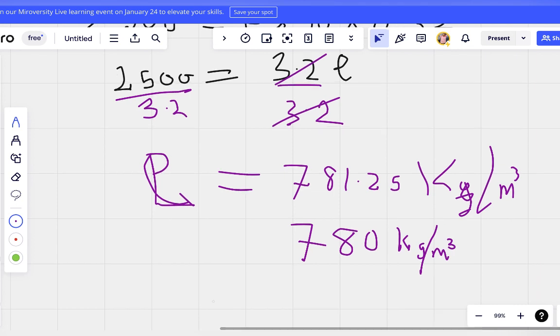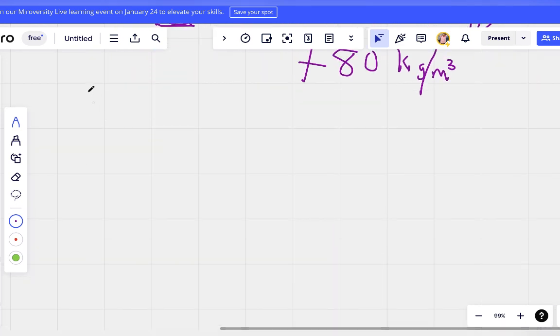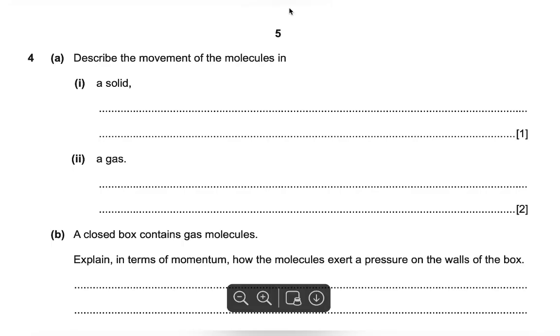So we say question 4A, Roman figure 1. So we say molecule vibrate. I will just write vibrate, for the sake of this board being slippery. But in your case you can say the molecules in solid vibrate in a fixed position. Now let's go to the next one, the Roman figure 2 question.